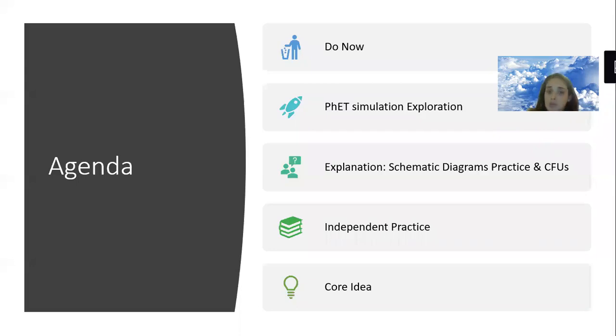So today we're going to start with a do now, then we're going to do a PhET simulation exploration. We are going to examine schematic diagrams of circuits and practice. We'll do some independent practice, and then just close out with a core idea.